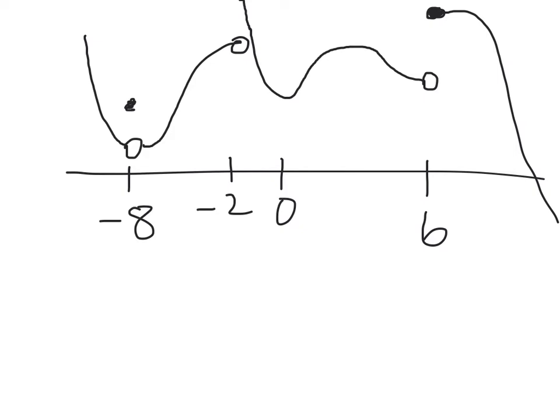What can we say about... Oh, I guess I drew it wrong. This should be a solid dot here. What can we say about the limit as x approaches -2?